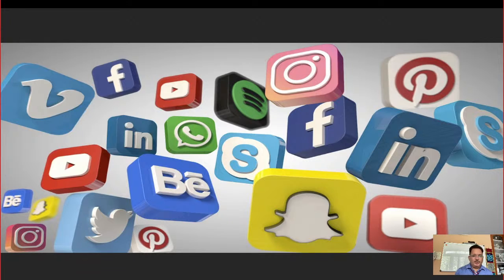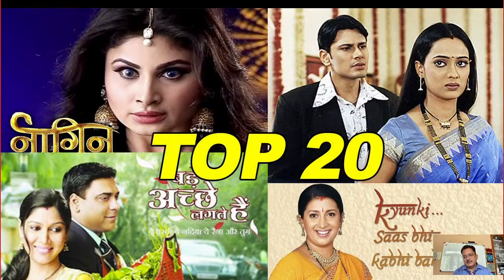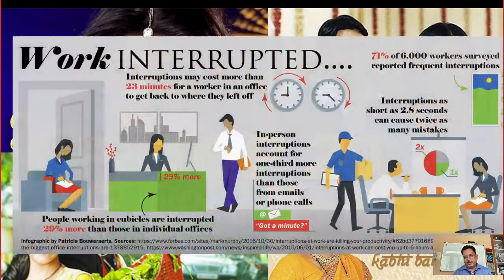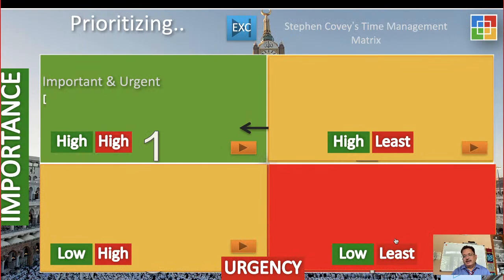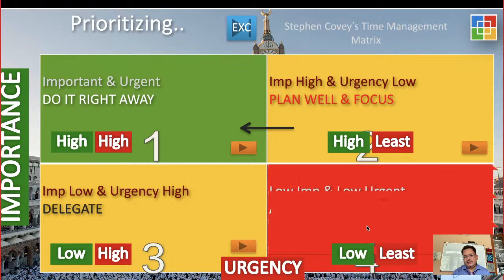So you know, be aware of the social media, be aware of your time wasters, be aware of your distractions. This kind of thing, what you should do, these kind of tasks, low important, low urgency, you should avoid.